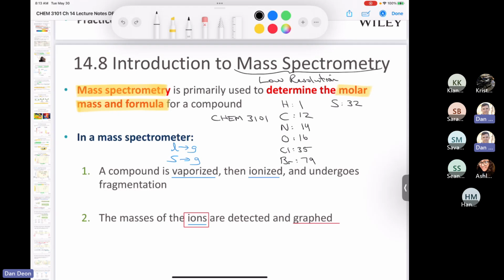So let's say we had something like, I don't know, something simple. Let's say we had a molecular formula like C5. Let's just pick, I don't know, write it down here.